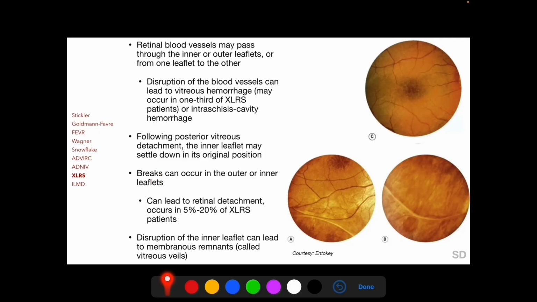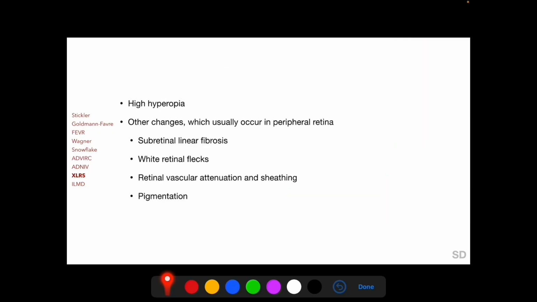Breaks can occur in the outer or inner leaflets of retinoschisis and can lead to retinal detachment when breaks occur in both the leaflets, and retinal detachment has been found to occur in 5 to 20% of patients with XLRS. Also, disruption of the inner leaflet can lead to membranous remnants within the vitreous cavity, which are called vitreous veils. Patients with XLRS have high hyperopic refractive error, and other changes which may occur in the peripheral retina of these eyes include retinal vascular attenuation and sheathing and pigmentation.